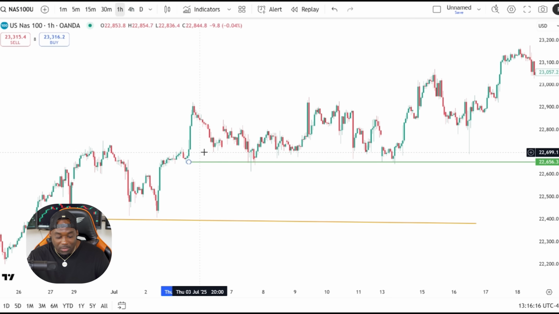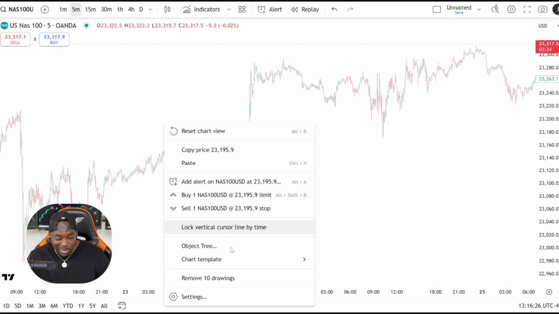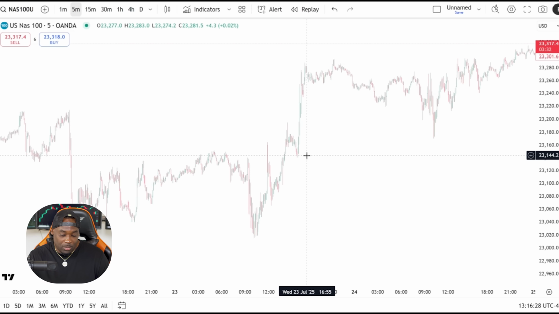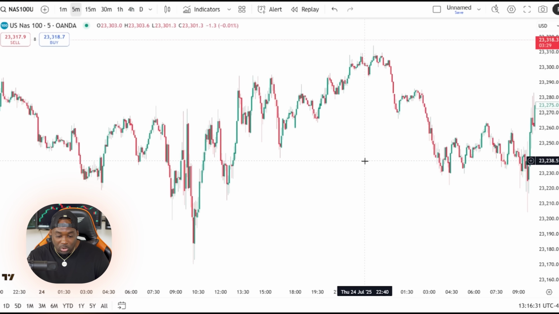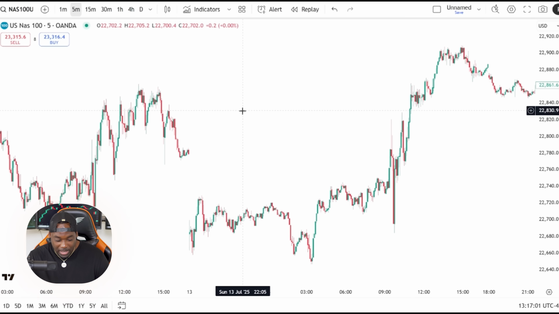I would basically look at areas where the market went and stopped, right? So let's go to the 5-minute chart. Now, this is pretty much my bread and butter right here, the 5-minute chart. I only look at the 5-minute chart for the most part, and I'm gonna show you how I look at it, and we can go from there. So this is the 5-minute chart, guys.